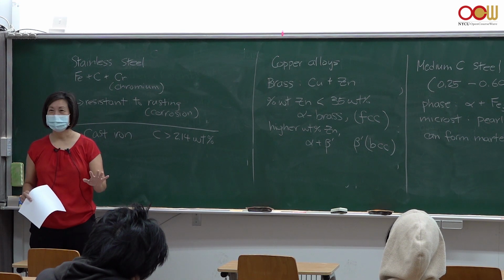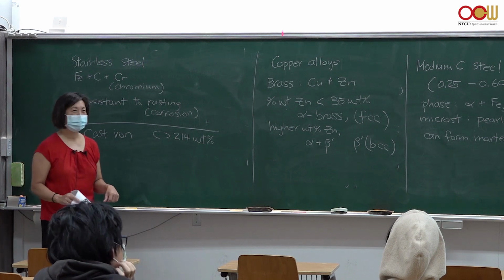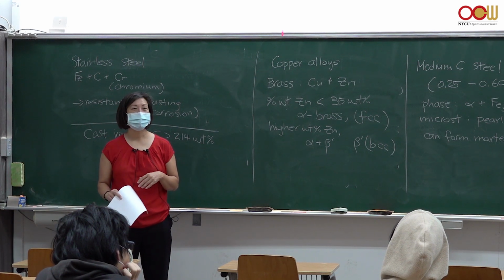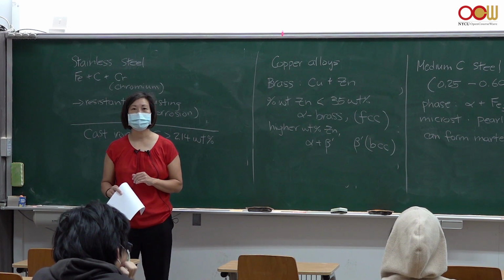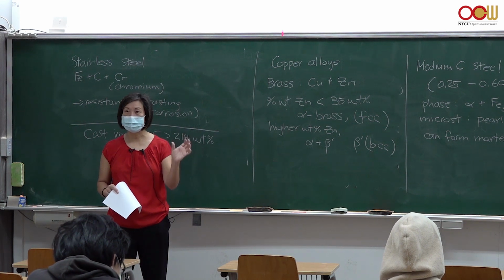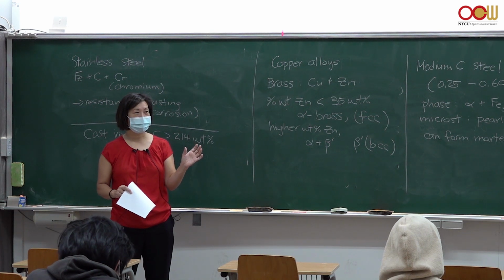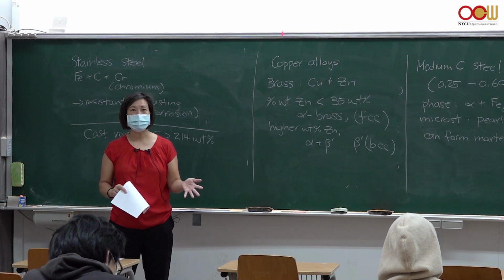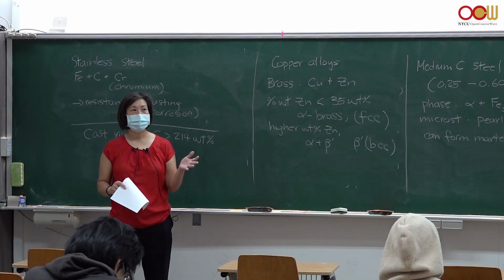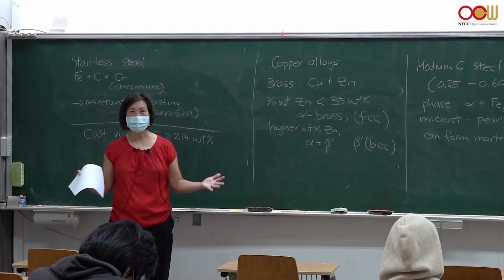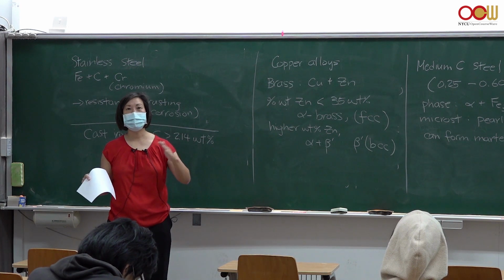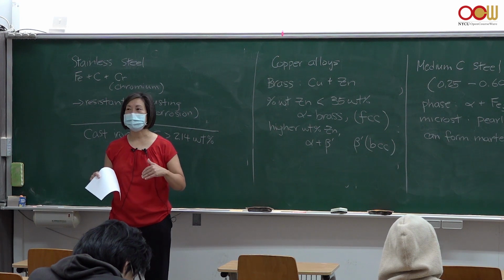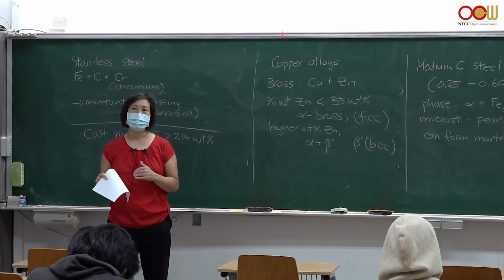So why is FCC more ductile? Okay, why is that? It has more slip systems. Great. FCC has more slip systems. FCC is a more tightly packed crystal structure. It has more slip systems, more directions in which dislocation movement can happen. BCC is a less tightly packed crystal structure, so it has a limited number of slip systems. So in general, BCC materials will be less ductile than FCC materials.